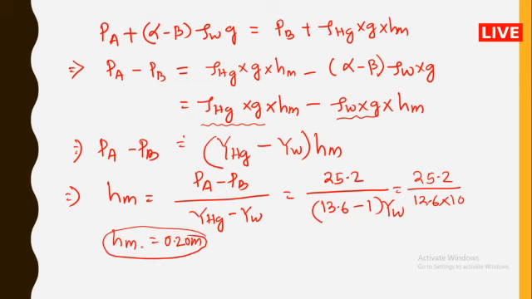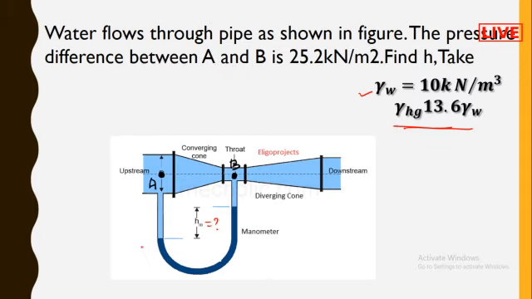Now I am giving a simple task to you. Suppose in this question it is asked to find out the velocity of the flow at point number B, and what is the discharge flowing through this pipe, the flow rate in this pipe. If these two things are asked, try to solve this question.